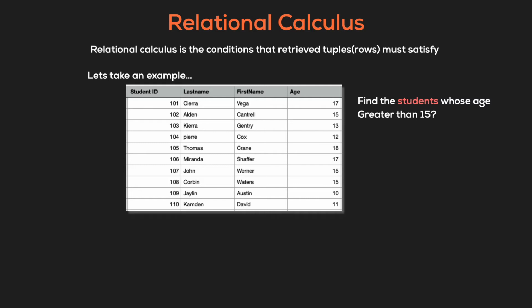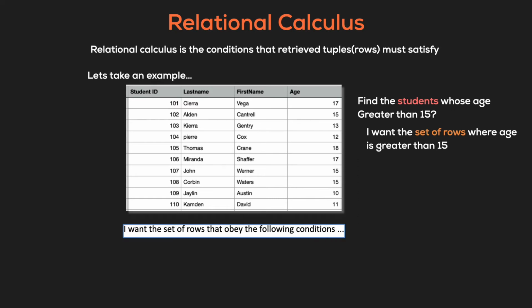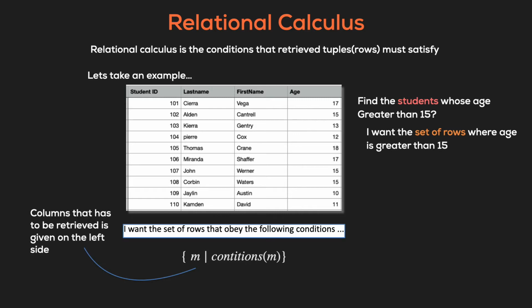Relational calculus is somewhat similar to that. It is like saying I want the rows where the age is greater than 15. If we want to represent it in general English terms, we can say I want the set of rows that obey the following condition. Relational calculus is represented as follows. We will give the columns that have to be retrieved on the left side of the pipe operator and the condition that it has to satisfy on the right side of the pipe operator.